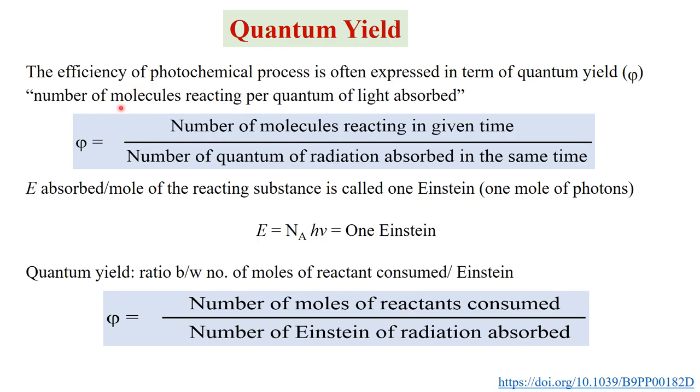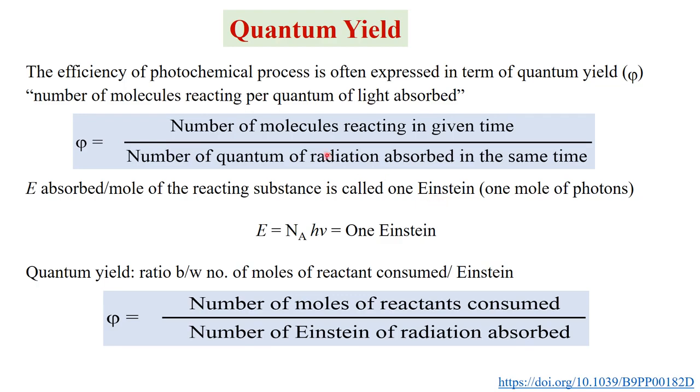It states that the number of molecules reacting per quantum of light absorbed, that is, per quantum of light, the number of molecules which are converted into products is called quantum yield. The energy absorbed per mole of the reacting substance is called 1 Einstein.